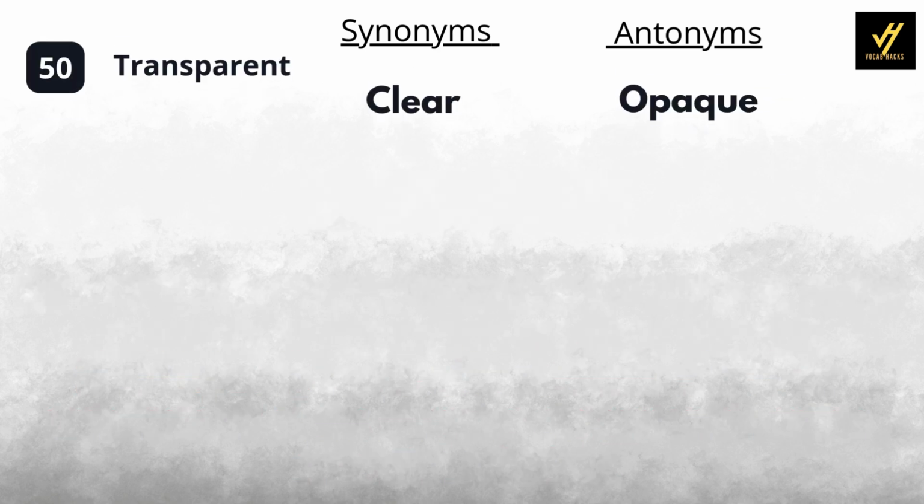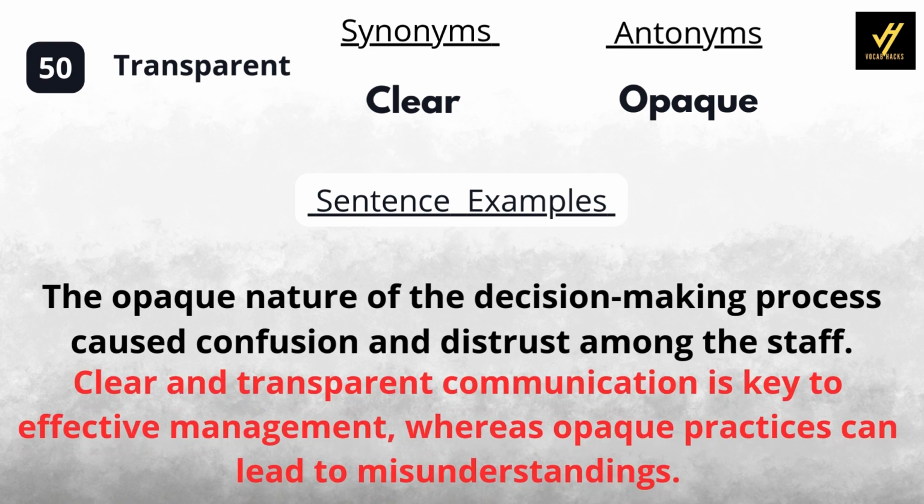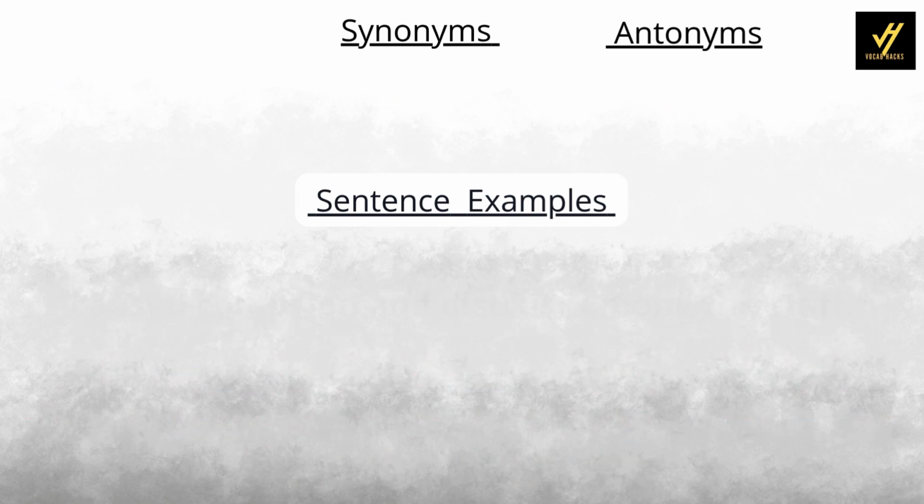Transparent, clear, opaque. The opaque nature of the decision-making process caused confusion and distrust among the staff. Clear and transparent communication is key to effective management, whereas opaque practices can lead to misunderstandings.